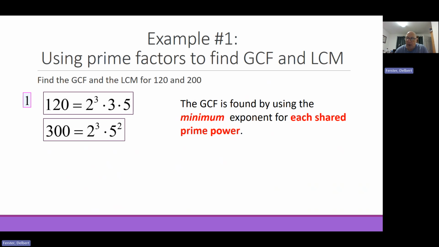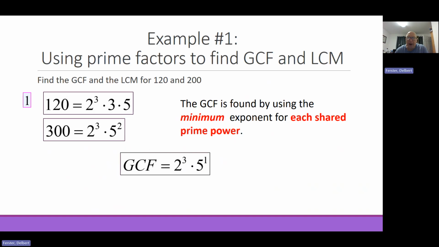To find the greatest common factor, what we are asked to do is take the smallest exponent on the primes that are common. All right, so first of all, both of those have 2s as a prime factor, and they both have 5s. They do not both have 3s. 200 does not have a factor of 3.